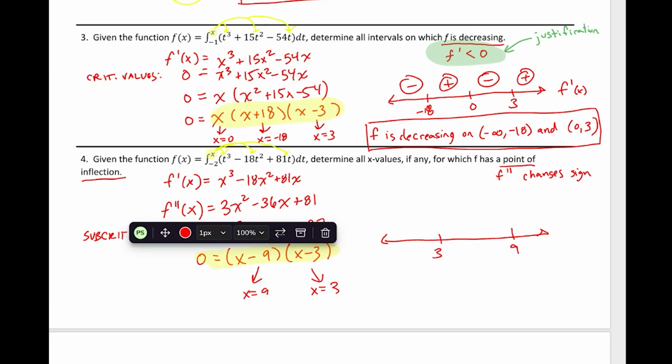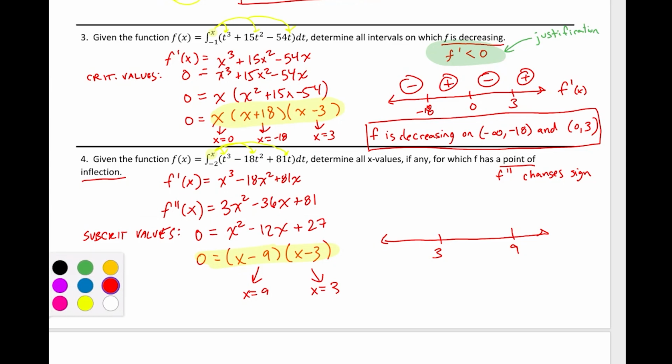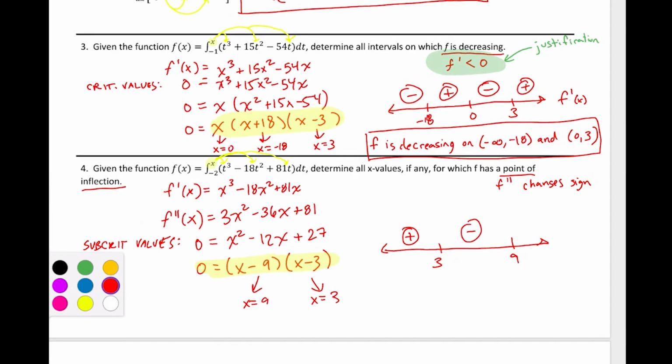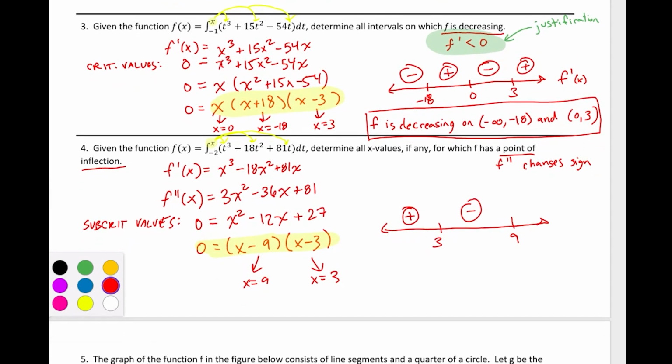And I'm going to, again, use the factored form here because it's just easier to evaluate in your head, I think. 0 minus 9 is going to be negative. 0 minus 3 is negative. A negative times a negative is a positive. And between 3 and 9, we can plug in a number like 5. 5 minus 9 is negative. 5 minus 3 is positive. Positive times a negative is negative. I am getting that alternating sign pattern here again.